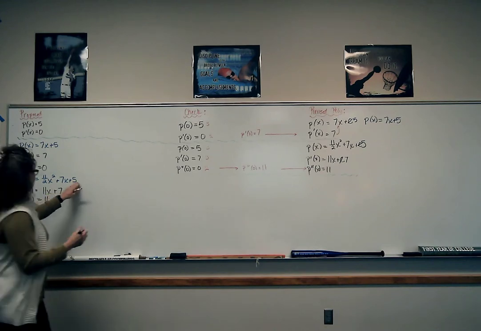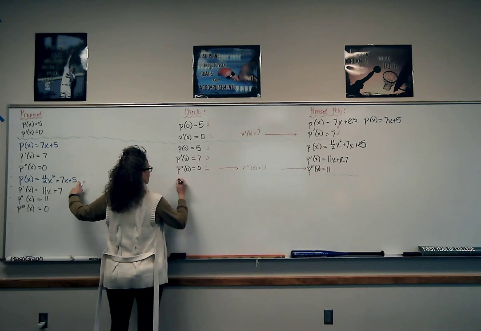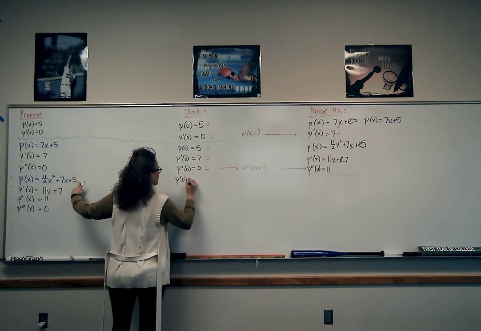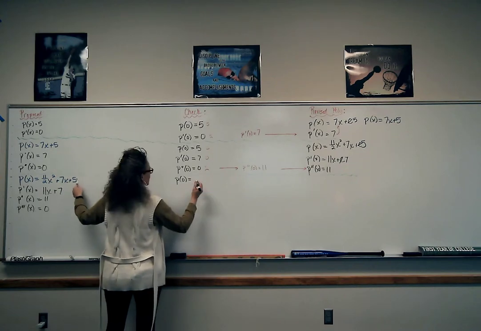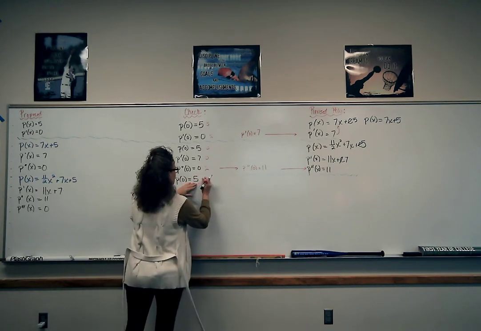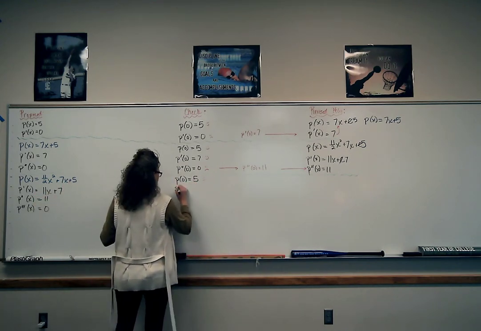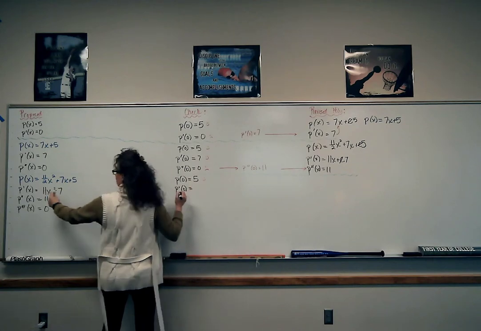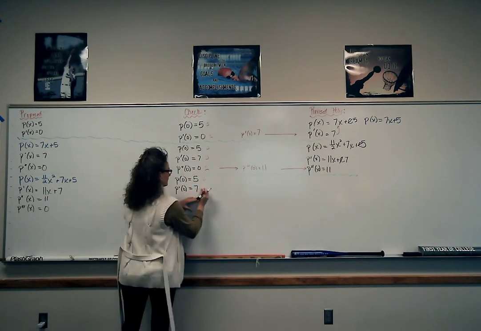Let's check them. So in P of x, I'm going to sub in 0. So P of 0 equals 11 halves times 0 squared plus 7 times 0 plus 5. Does this match our facts? Yes, it does. Sub in 0 to P prime. P prime of 0 equals 11 times 0 plus 7. Does this match our facts? Yes, it does.